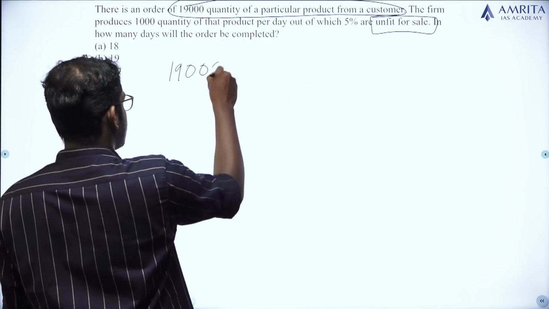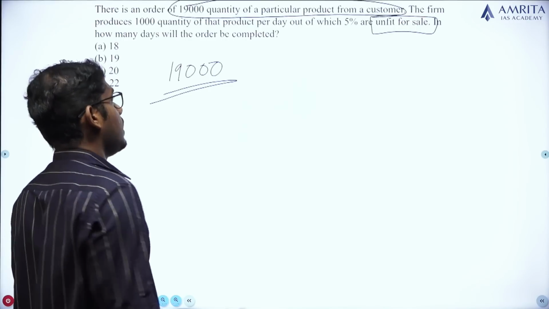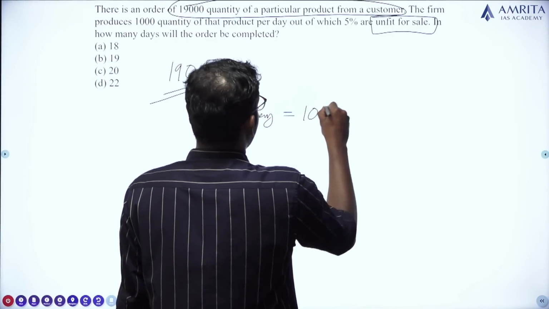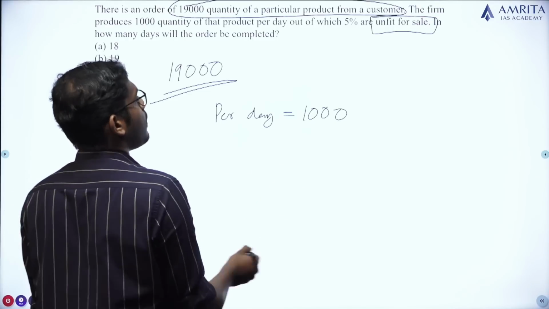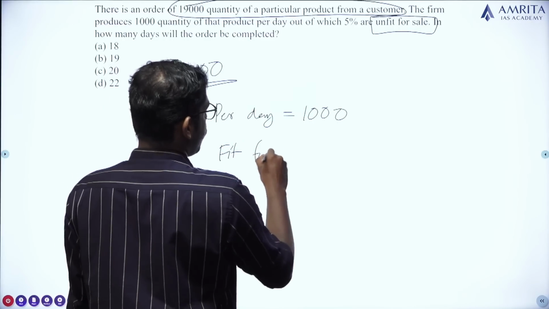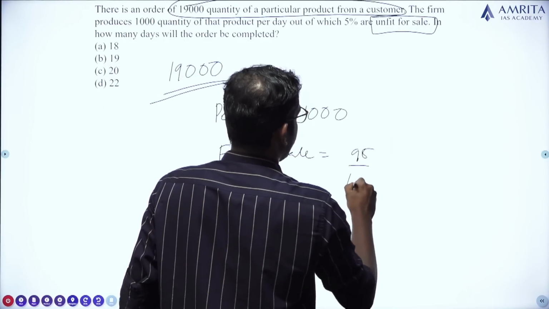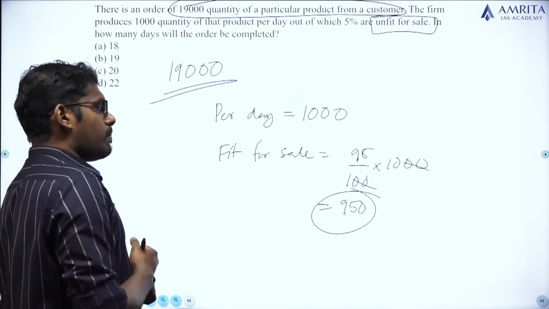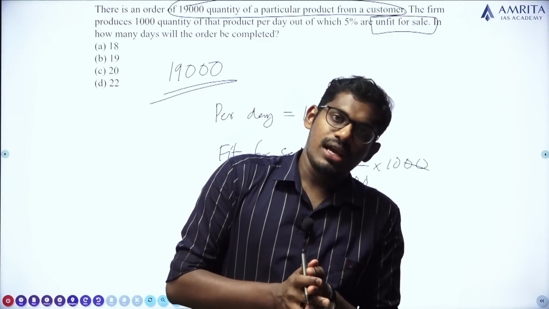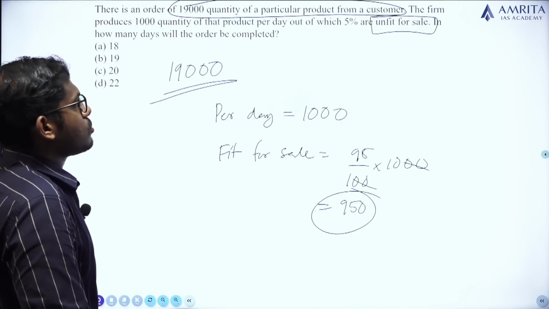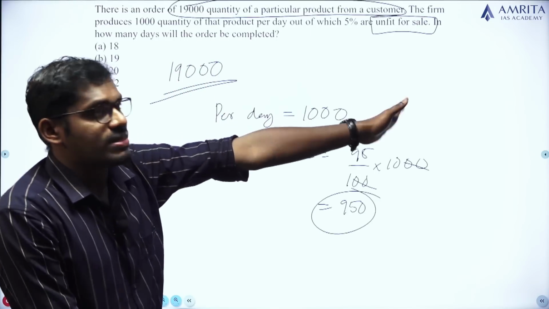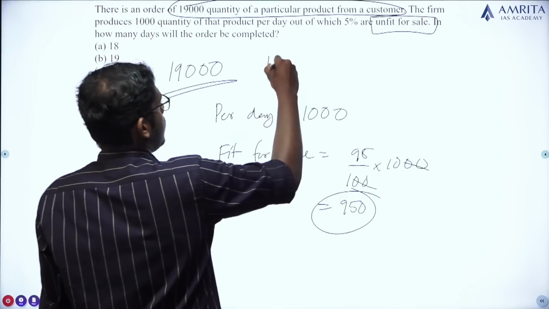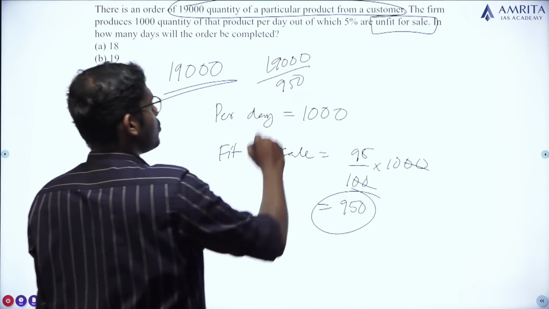Okay, the total order is 19,000. Per day, they're able to produce 1,000 quantity, out of which 5% are unfit for sale. So the number of products fit for sale is 95 by 100 into 1,000. So the number is 950. So the number of products fit for sale for a day is 950, and there is an order of 19,000 quantity of the particular product. The question is, within how many days the order can be delivered. So there is the requirement of 19,000 products. Per day, the company is able to produce 950.